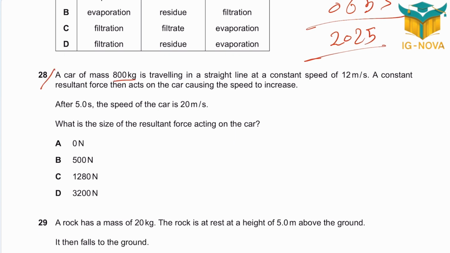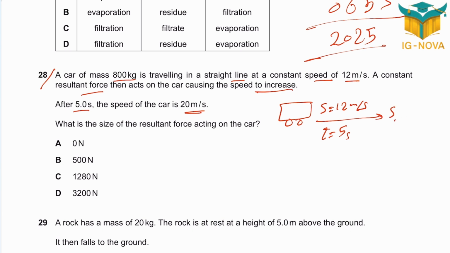A car of mass 800 kilograms is traveling in a straight line at a constant speed of 12 meters per second. A constant resultant force then acts on the car, causing the speed to increase. After 5 seconds, the speed of the car is 20 meters per second. So we have here a car moves with speed equal 12 meters per second. After time 5 seconds, the final speed is 20 meters per second. What is the resultant force?